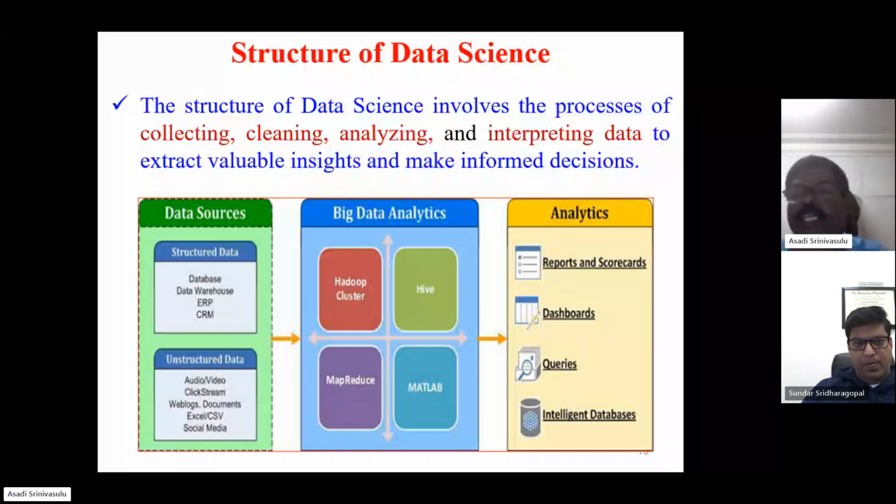Once we have tier 1 completed with input data, as a data scientist, we are choosing which technology is suitable for my data, whether it is Hadoop or Hive or MapReduce or MATLAB or Spark or any AI tool or machine learning or deep learning tool. We are selecting it as a data tool. Then finally, we are getting analytics with the help of reports and dashboards and queries, intelligent databases, pie chart, bar chart, scatter plot, line chart, etc. So these are tier 1, tier 2, tier 3, the structure of data science.